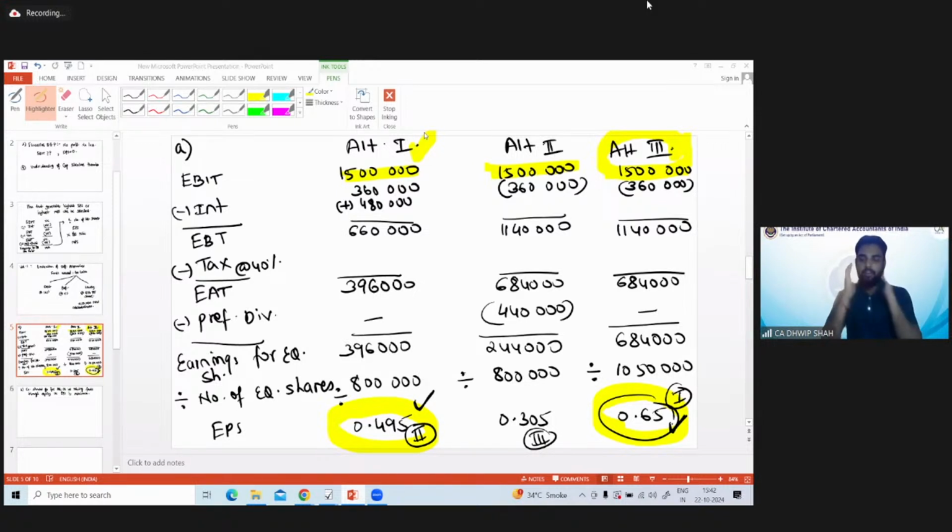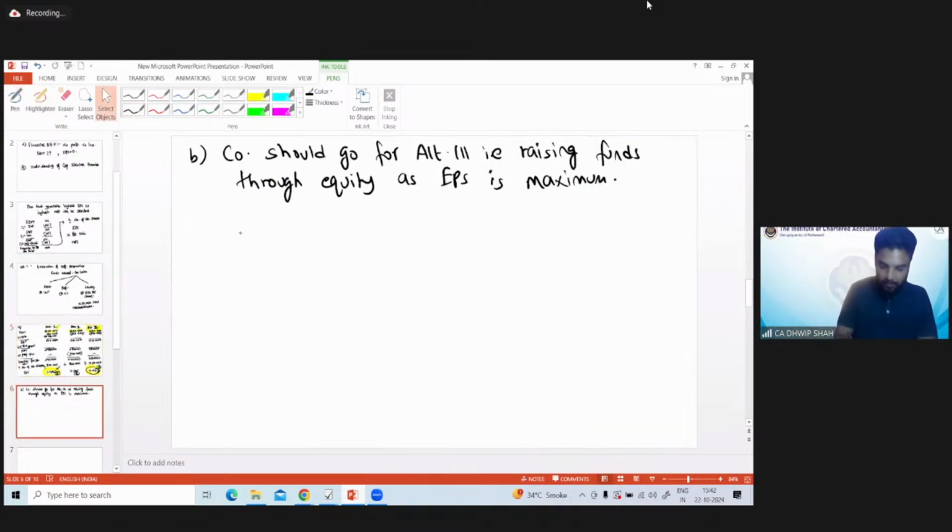At 15 lakh I am very sure that I have to go for equity only because it is generating maximum EPS. Now someone is saying, as a financial manager, when would you think of the second best alternative, that is debt? As a financial manager he will say, when its EPS matches alternative 3, or when EPS of alternative 1 and alternative 2 is same, then I will think to go for the second best alternative.